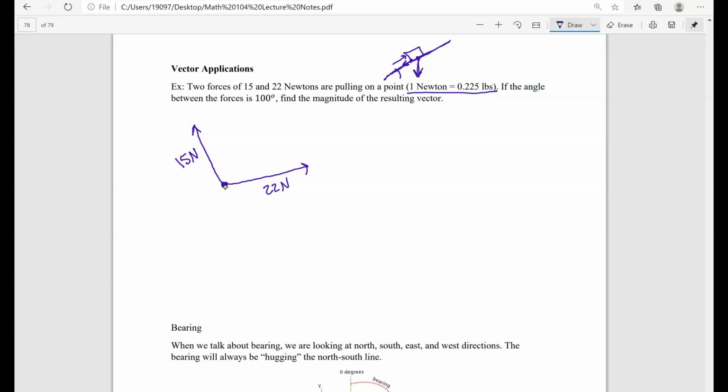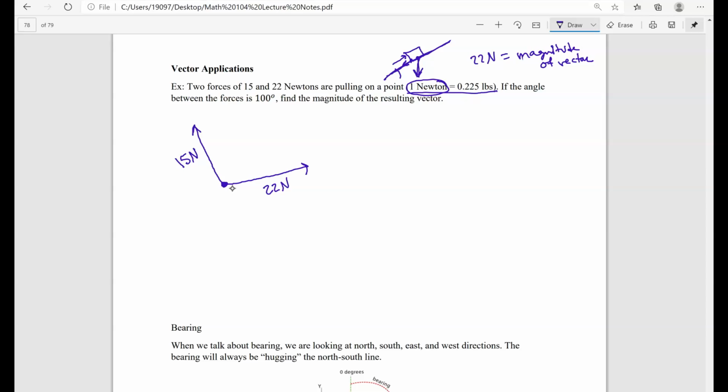A newton, remember, is a unit of force, and so this is the magnitude. It's a vector. So 22 newtons is a vector, 15 newtons is a vector. Whenever I tell you 22 newtons, this is basically the magnitude of the vector. That tells you how much force is being applied at this particular point when it's being pulled.